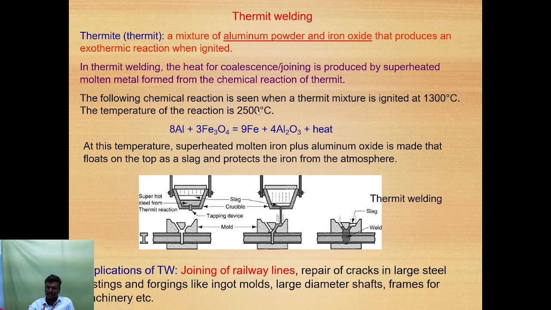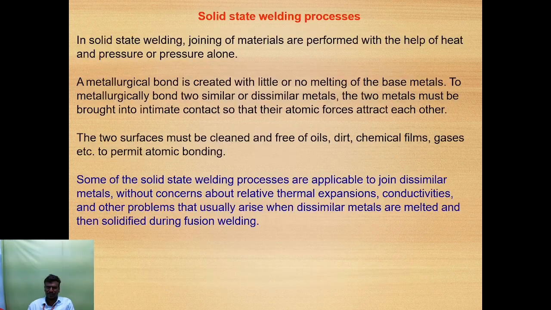The following chemical reaction is seen when a thermit mixture is ignited at 1300 degrees Celsius. The temperature of the reaction is 2500 degrees Celsius. Applications of thermit welding include joining of two railway lines and repair of cracks in large steel castings and forgings like ingot molds, larger diameter shafts, and frames for machinery.